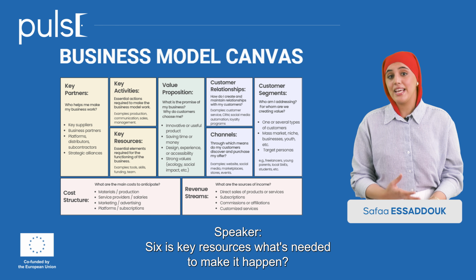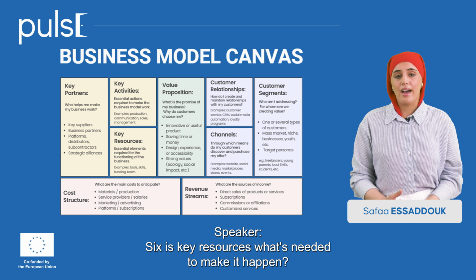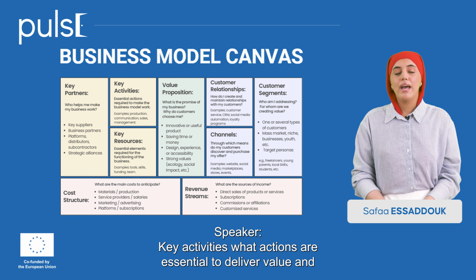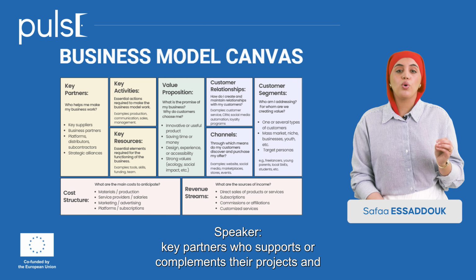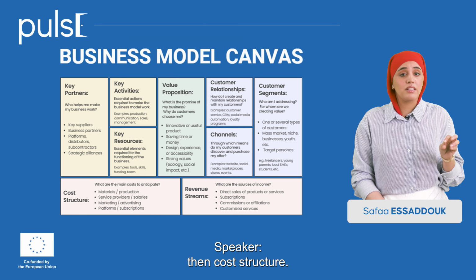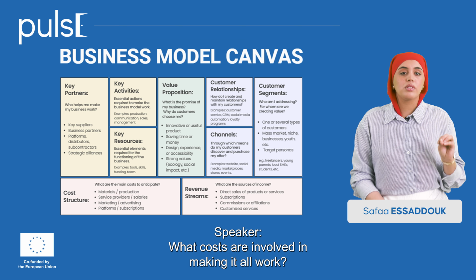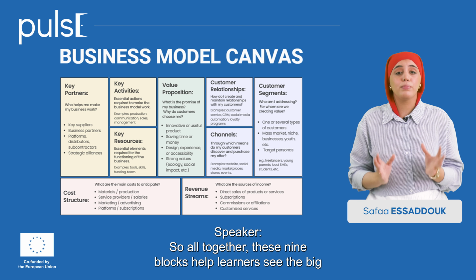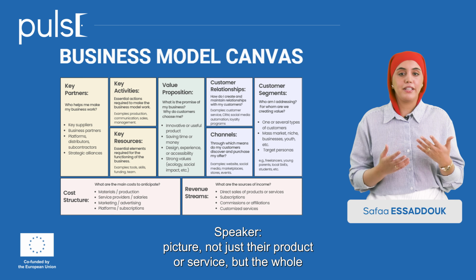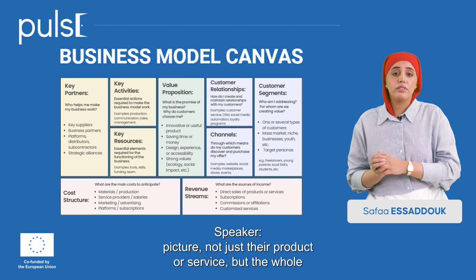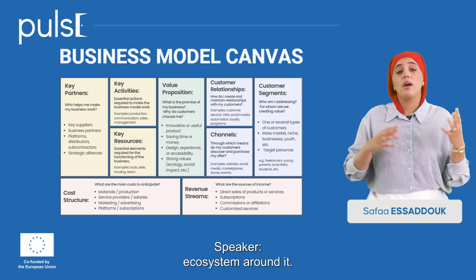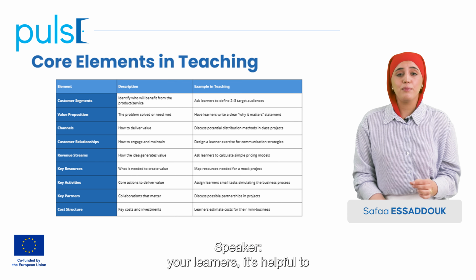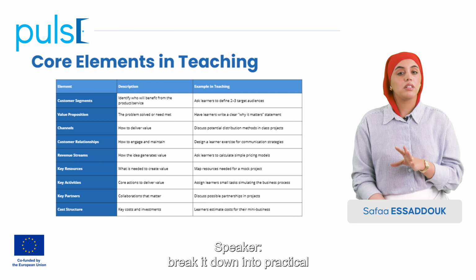Six is key resources, what's needed to make it happen. Key activities, what actions are essential to deliver value. And key partners, who supports or complements their projects. And then cost structure, what costs are involved in making it all work. Altogether, these 9 blocks help learners see the big picture, not just their product or service, but the whole ecosystem around it.